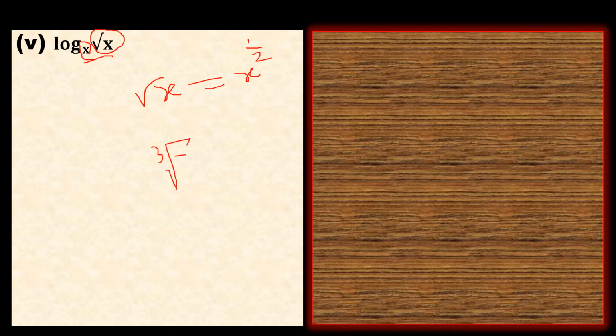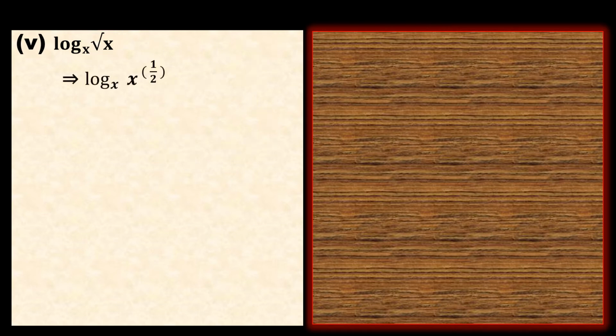Here is your fifth one. The fourth one I gave at the last. Okay, fifth one, log root x base x. Simple. Here the base is x, but the argument is root x. Square root of x can be written as x power 1 by 2. Cube root of x can be written as x power 1 by 3. Fourth root of x means x power 1 by 4. Here it is a square root, so I wrote x power 1 by 2.